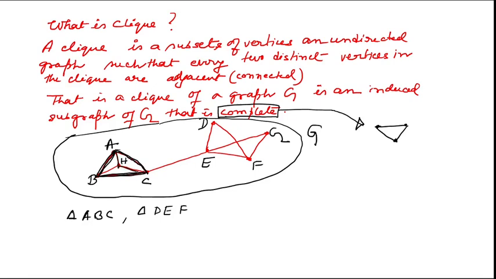This is also a clique. In fact, this triangle is also a clique. DEF is also a clique. EFG, in fact, is also a clique. So these are cliques. But this complete thing is total graph G. And let's say this graph is G dash, this one is G double dash, this is G triple dash. These are all complete subgraphs, which are parts of this bigger graph. This is a clique.